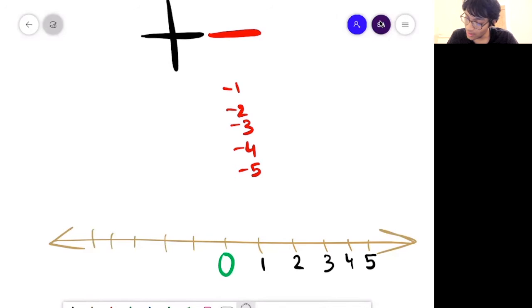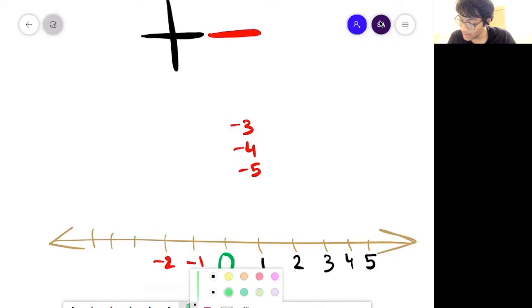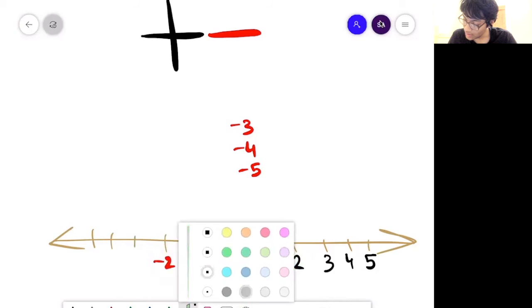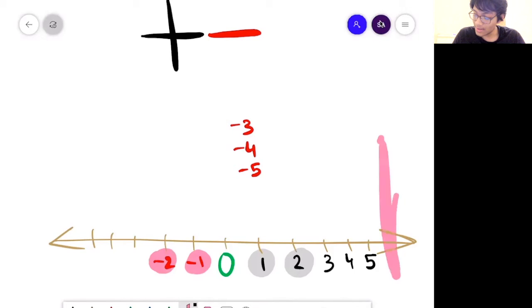So -1 is going to be before 0. -2 is before -1. So here's something interesting. Here's something already weird, right? So let me draw using this. Notice that 2 is bigger than 1. Right? You know that, right? 2 is bigger than 1. But check it out. -1 is bigger than -2. Why? It's more to the right hand side.